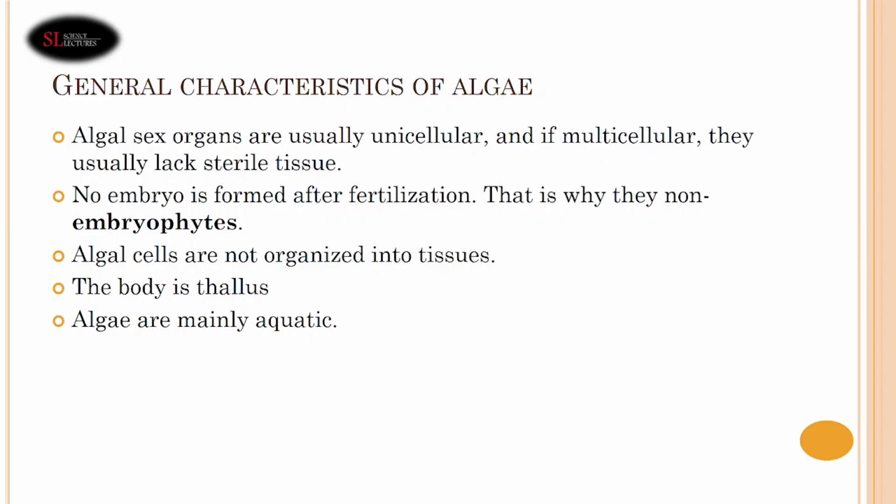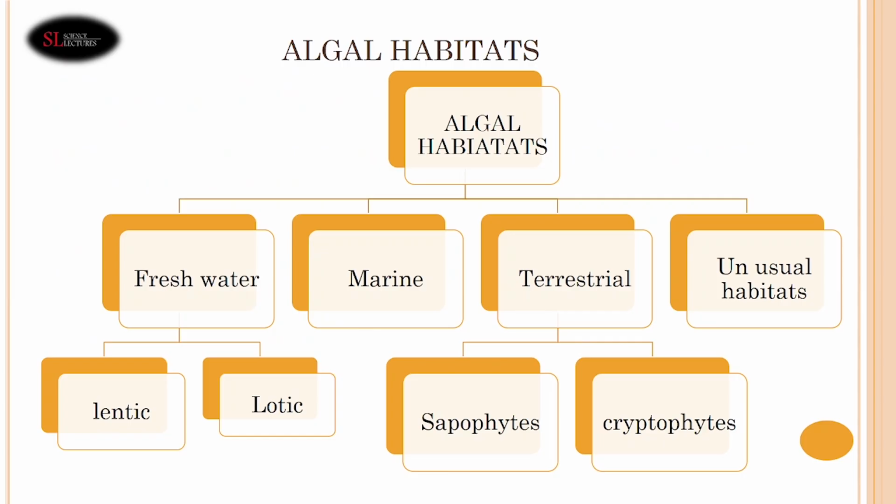Then number two, algae does not form an embryo after fertilization. So algae is a non-embryophyte. Then the algal body is not organized into tissues. It's just a single mass of cells. The algal body is thalloid, or the body is made up of a thallus. Thallus, we said, is a plant body that is not differentiated into roots, stems, and leaves. And algae is mainly aquatic. Aquatic simply means it is usually found in water, but however, algae has an ubiquitous or cosmopolitan distribution, as we are going to discuss.